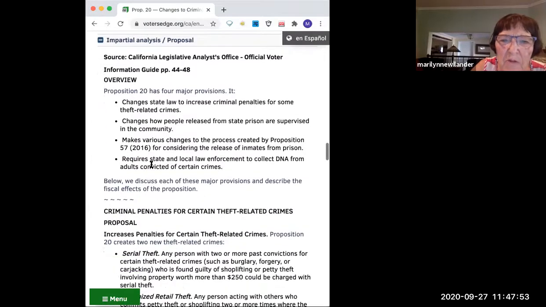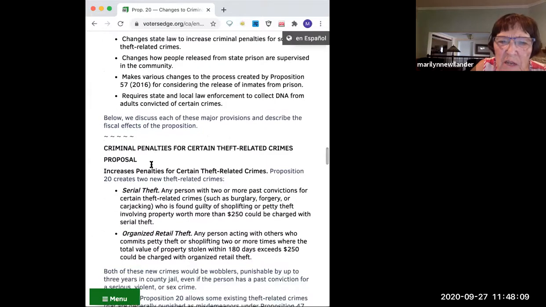Okay, here we go. Proposition 20 has 4 major provisions. It changes state law to increase criminal penalties for some theft-related crimes, changes how people released from state prison are supervised, makes various changes to the process for considering parole, and requires the collection of DNA.